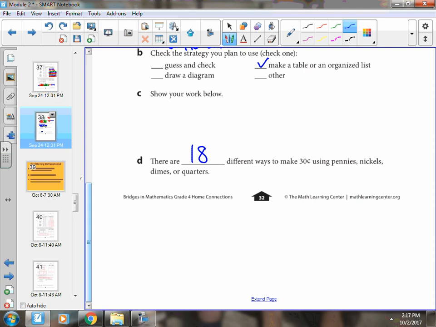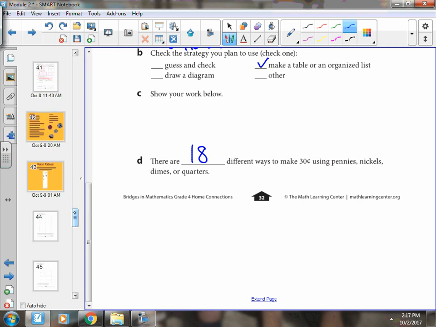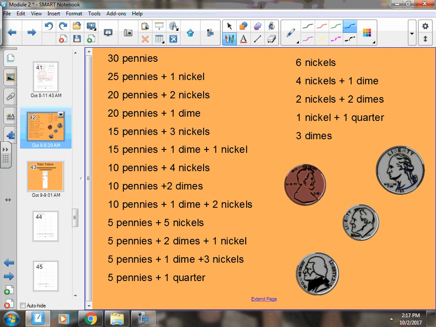And I have those ways shown right here. And if you just got some of them, that is totally fine. You do not have to write down all 18. But here they are, in case you're wondering. I started with pennies, all the ways that I could make 30 cents using pennies. So I started with just pennies, 30 pennies.